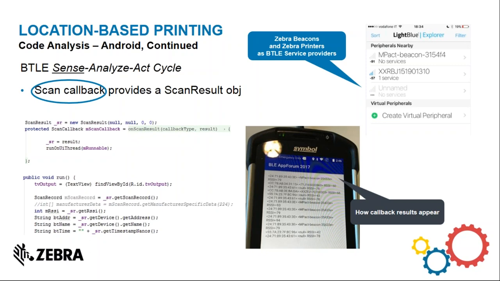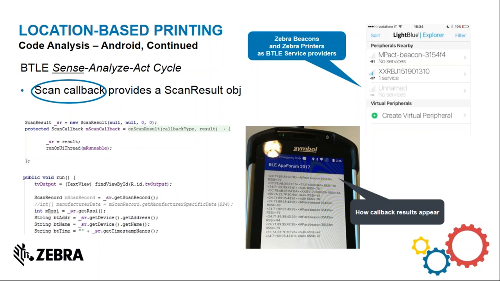I could see at the same time an MPact beacon listed together with a printer. The MPact beacon is the first one, of course, by itself, and the second one, starting with XXRB, is the friendly name of a printer. In the same way, in the picture in the lower part of the slide, you can see everything I was discovering in that moment during the last app forum held 1 month ago.